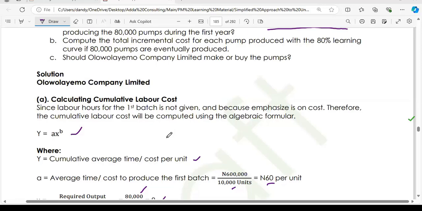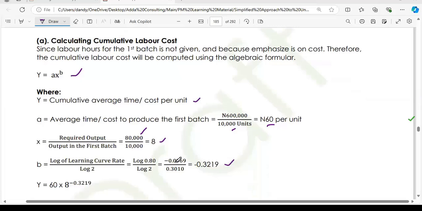So in your formula, Y is equal to the cumulative average time or cost per unit. A is the average time or cost to produce the first batch. Since in the question you don't have anything like labor hours, you have to determine the labor cost. So what is the cumulative average cost to produce one pump? What is the average cost to produce the first batch? That's the essence of what we have done. We don't know the cumulative average cost yet, because that is the requirement, that is what you want to compute. But A can be gotten from the question.